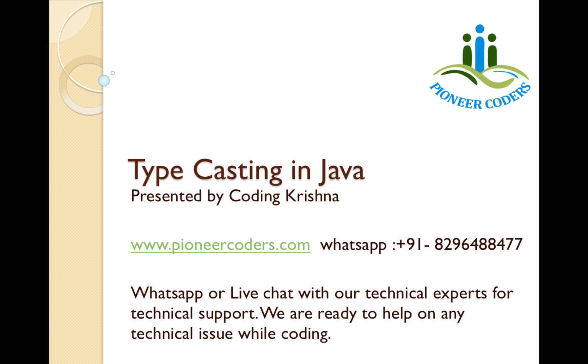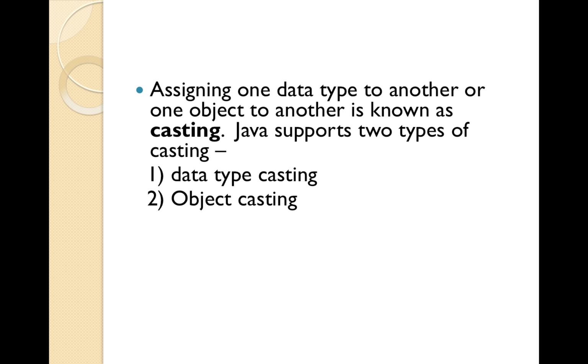Today I'm going to explain about typecasting in Java. What is typecasting in Java? Assigning one data type to another, or one object to another, is known as typecasting. Java supports two kinds of typecasting: one is data type casting and the other is object reference type casting. We can cast from one reference to another reference in Java.